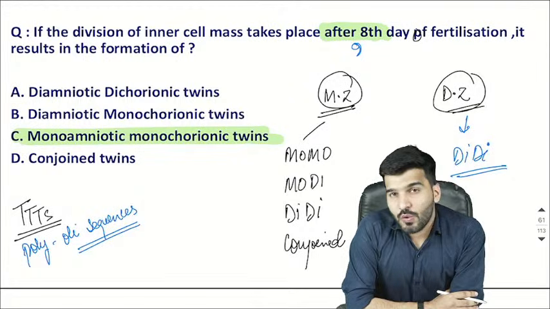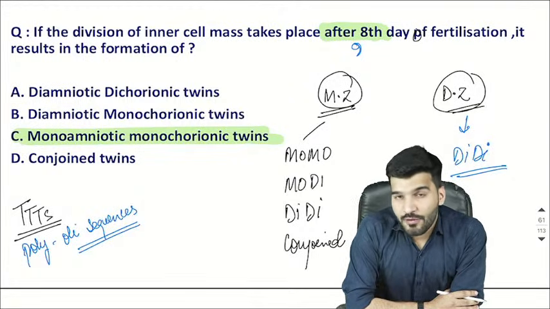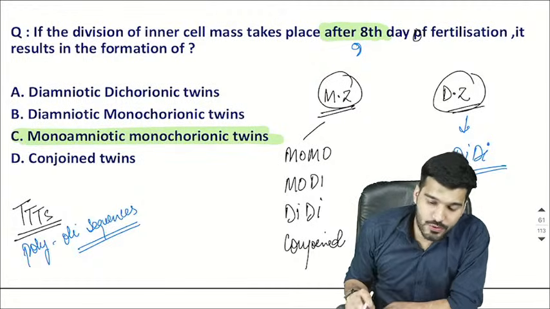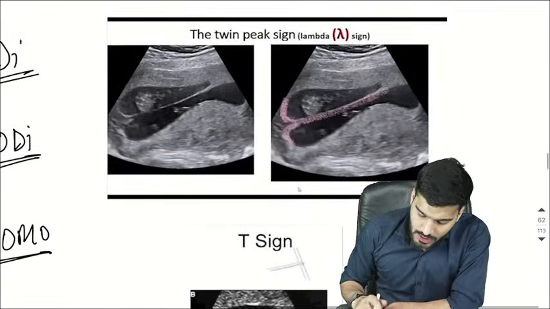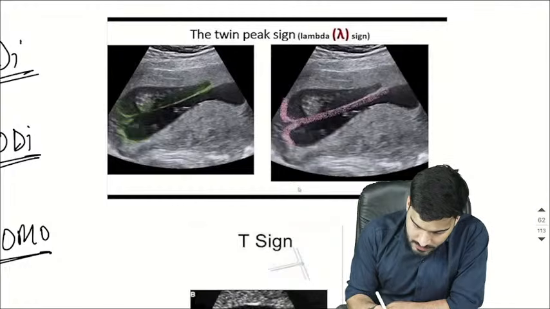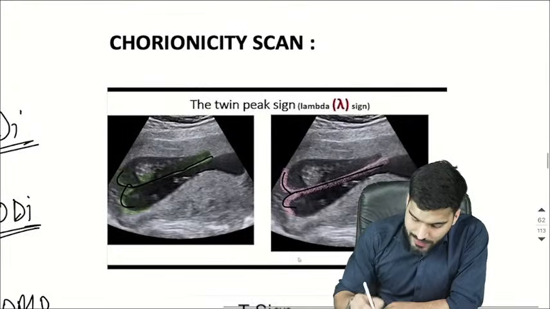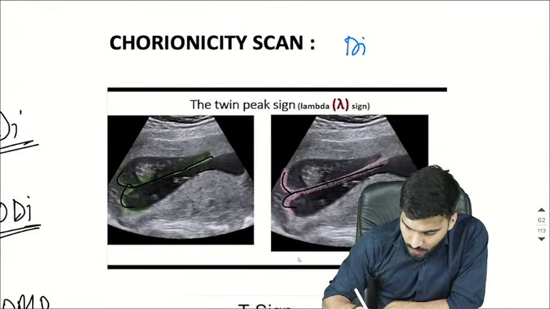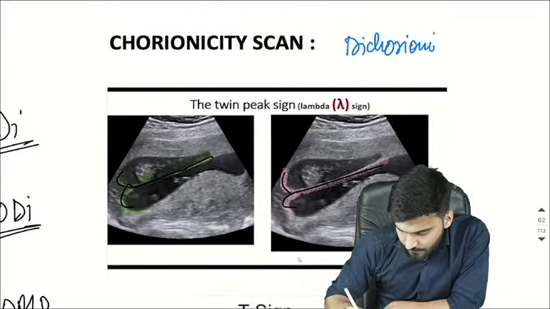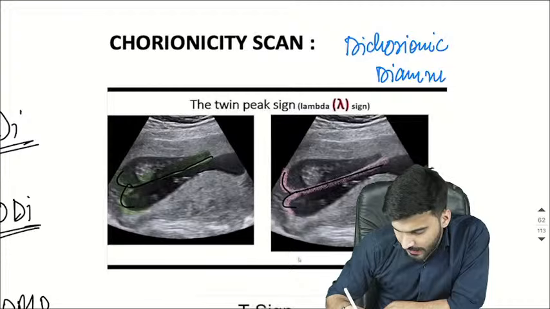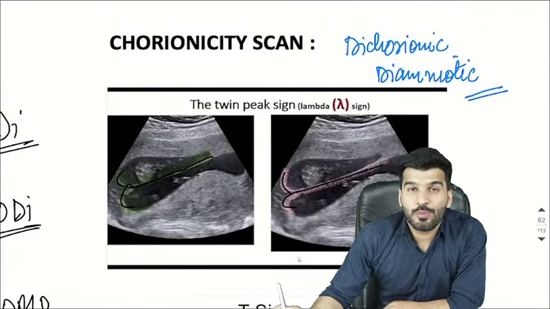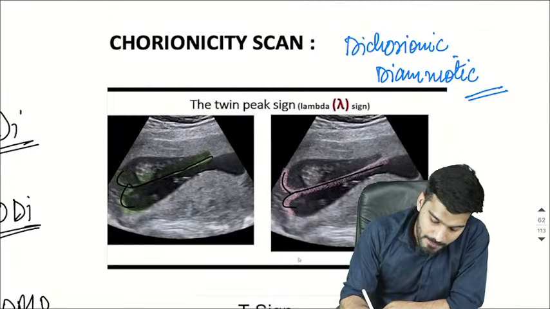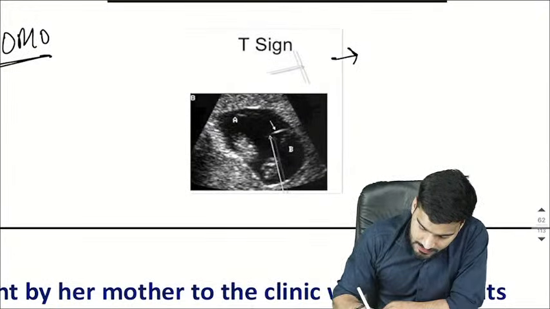Now if we talk about the chorionicity scan of this type of twins, we have two classical signs. One is the twin peak sign or the lambda sign. Another one is the T sign. This twin peak sign or lambda sign is seen with a dichorionic diamniotic pregnancy. For dichorionic diamniotic twins, we have a classical chorionicity scan sign, that is the twin peak sign or the lambda sign.